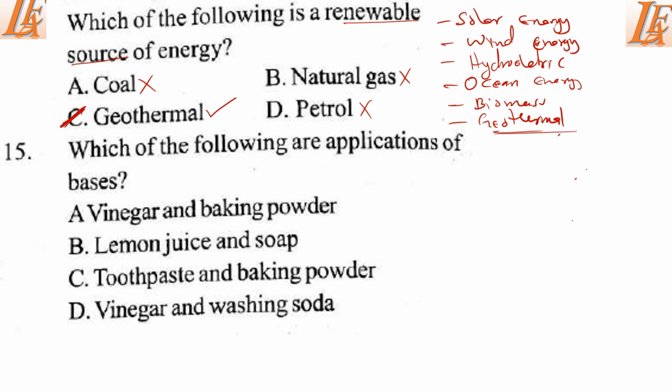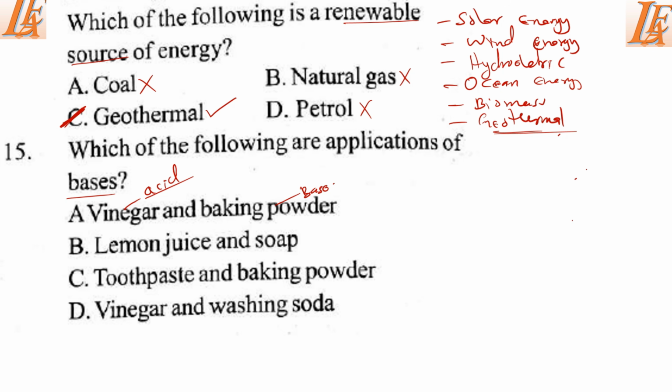Then question 15, which of the following are applications of bases? Remember, bases, we define them as substances which react with acids to produce salt and water, or sometimes we define them at your level as substances which turn a red litmus paper to blue and the blue litmus paper remains blue. So now which of these is an application of a base? 1, vinegar and baking powder. Vinegar is an acid, or is acidic. Baking powder is a base. So in this case, this set is not purely for bases.